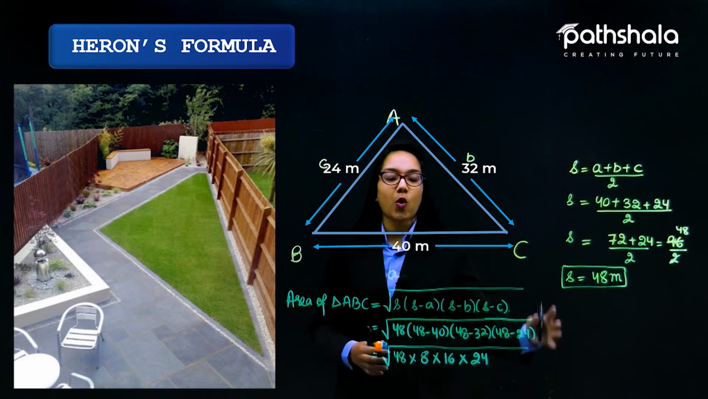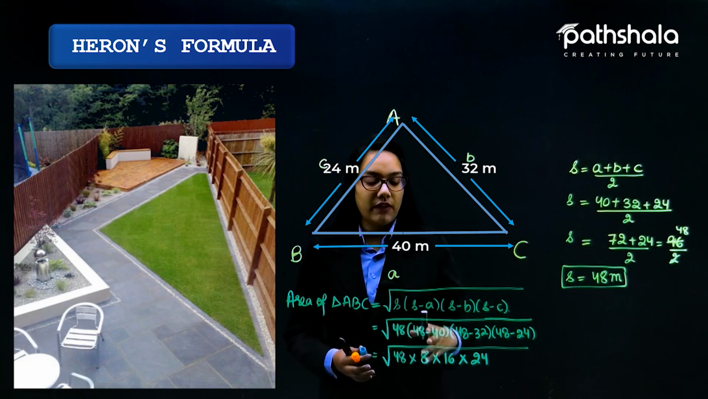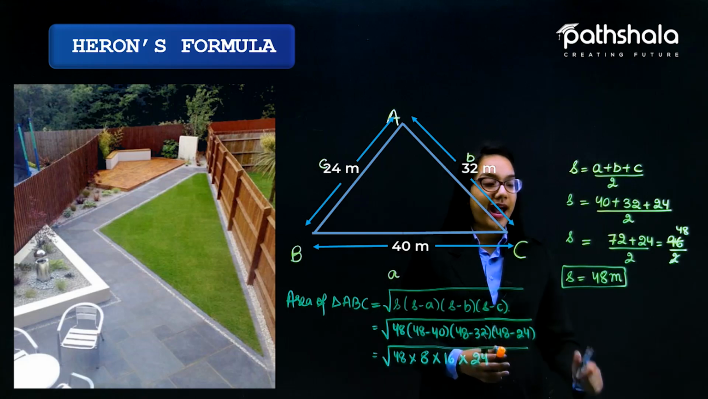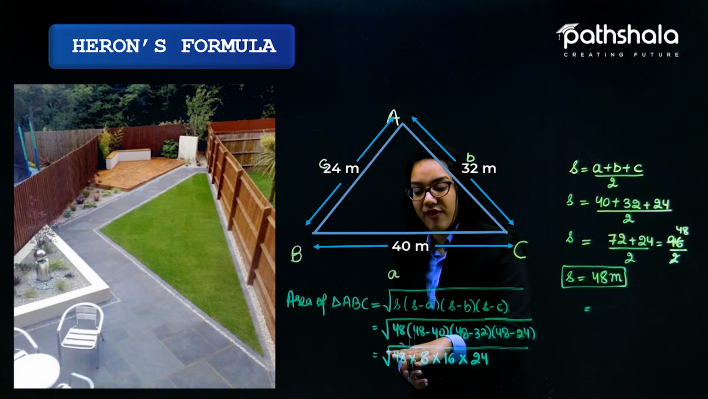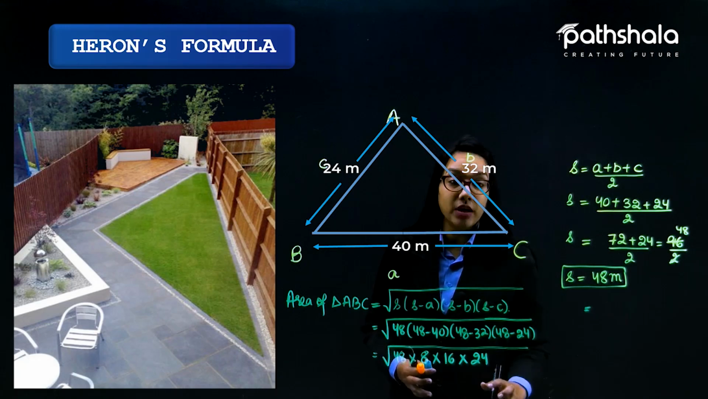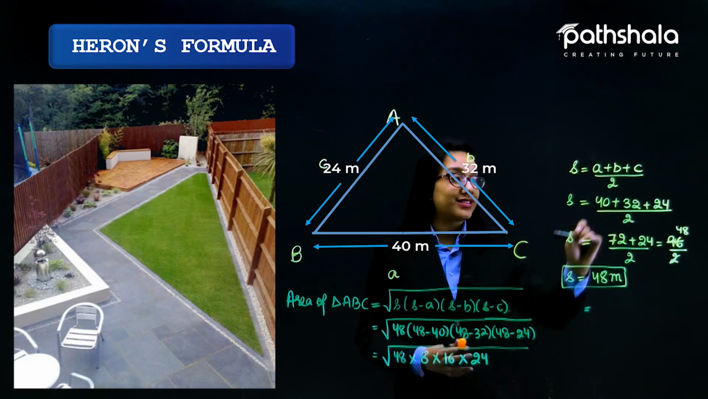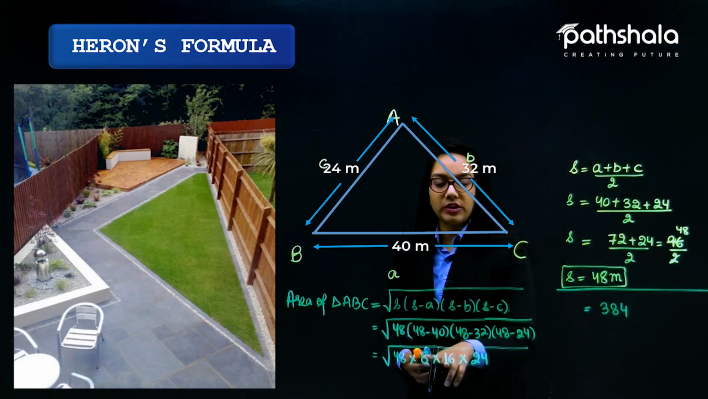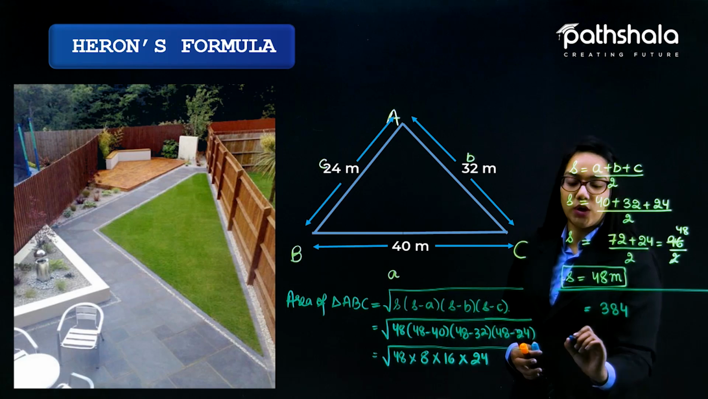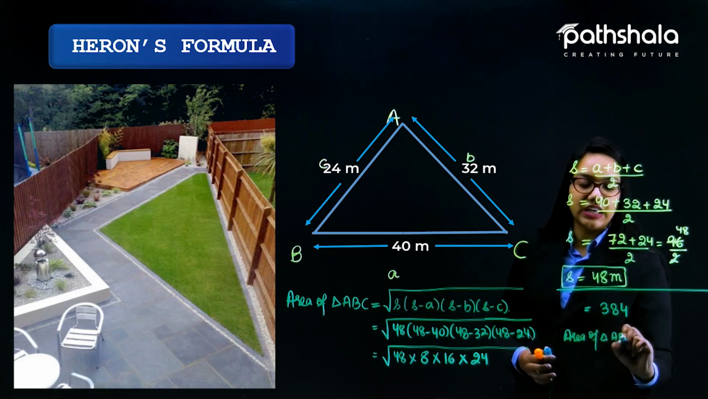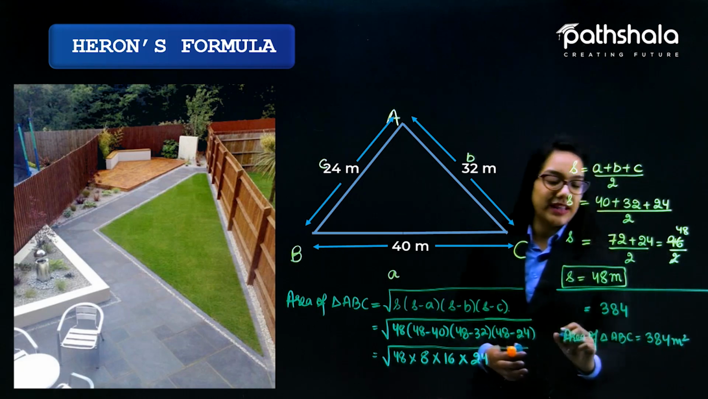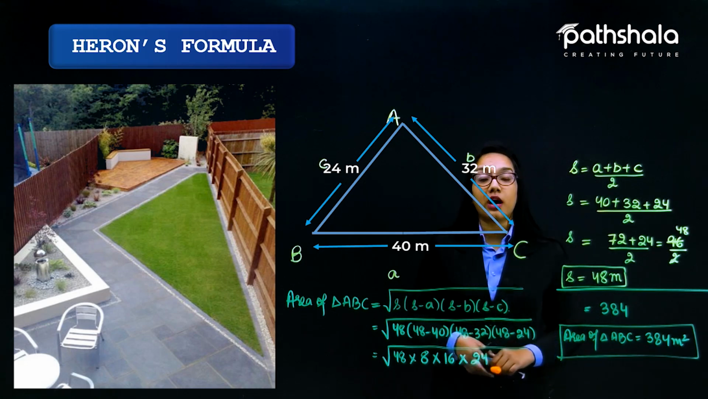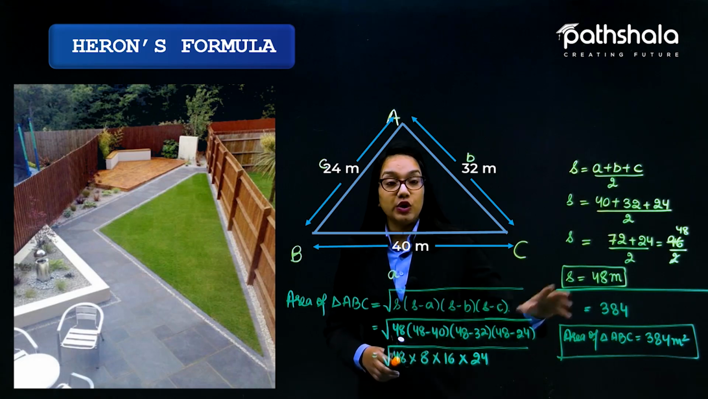Now if I factorize all these elements, using the prime factorization of 48, 8, 16 and 24, then at the end, after taking the square root of all these elements, we will get the value 384. So the area of the triangle ABC is 384 meters square, and this is the answer for the area of the triangle ABC, whose sides are 24 meter, 32 meter and 40 meter, using Heron's formula.